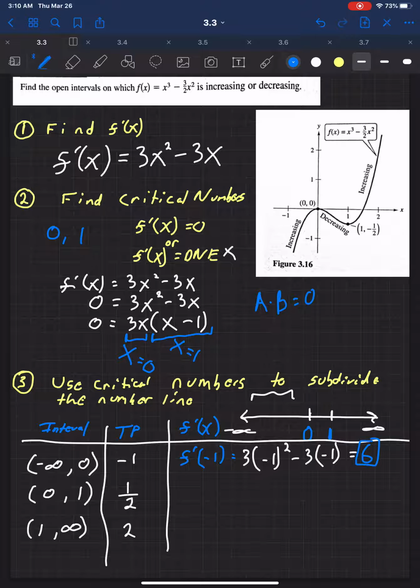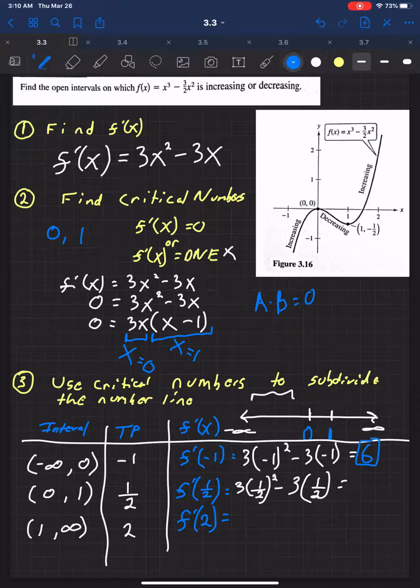Now, I'll come back to what that means in just a second. Ready? Let's go through the next 2. So we're going to need to plug in f prime of 1/2, and we're going to need to plug in f prime of 2. It's the same idea. You're plugging in 1/2, you're plugging in 2. So this would be 3 multiplied by 1/2 squared minus 3 multiplied by 1/2.